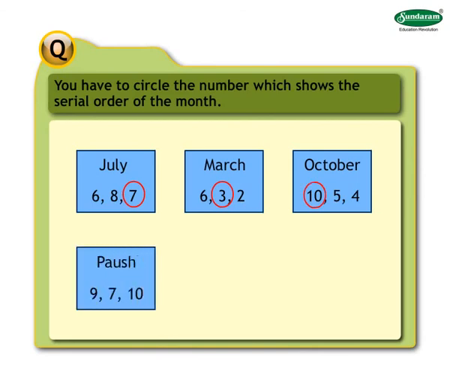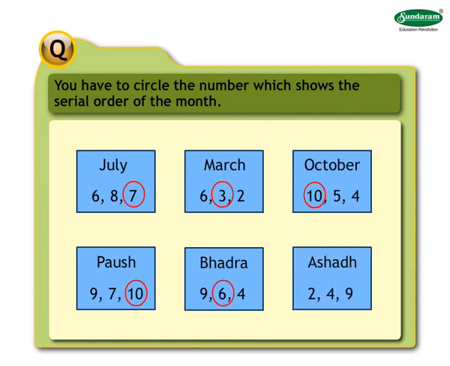As Paush is the 10th month of the Indian solar year, circle the number 10. As Bhadra is the 6th month of Indian solar year, circle the number 6. As Ashadh is the 4th month of the Indian solar year, circle the number 4. Students, practice these months over and over again.